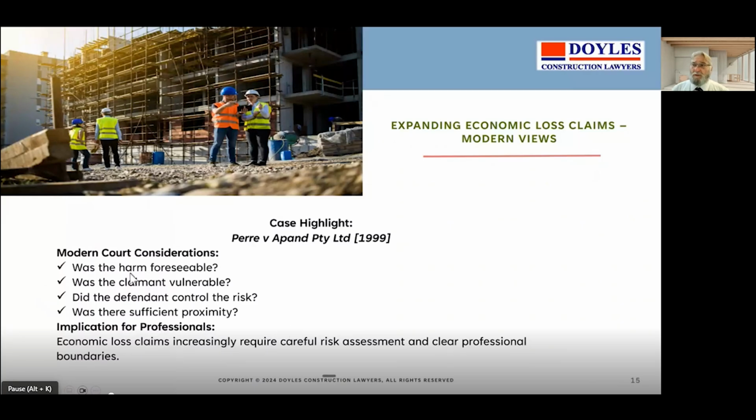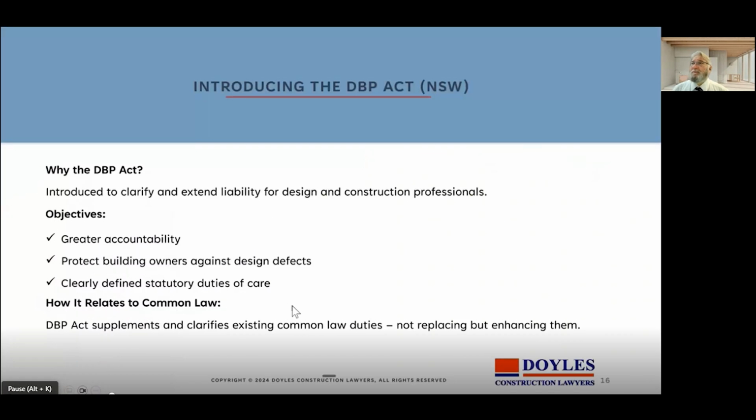So again, we see, is the harm foreseeable? Was the claimant vulnerable? Did the defendant control the risk? And was there sufficient closeness between those aspects?